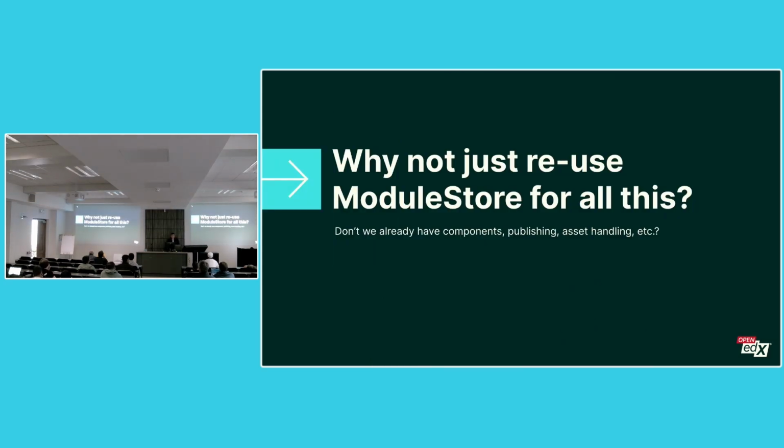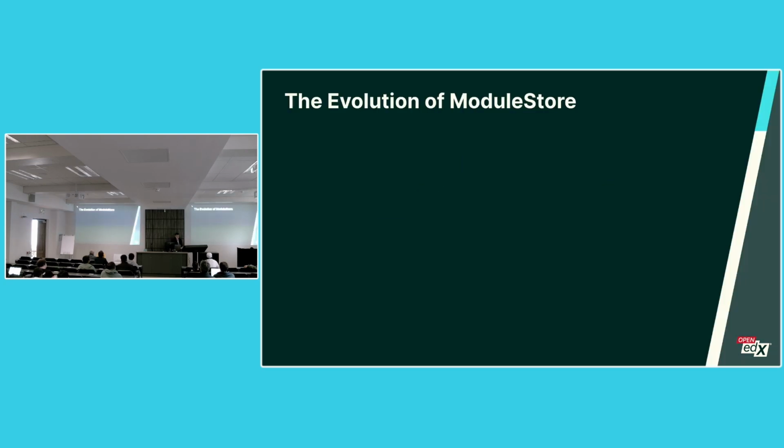Okay, so an obvious question might be, why not just reuse ModuleStore for all this? Because ModuleStore is what powers courses, it's what powers version 1 libraries, and don't we already have all this functionality? So to help explain this, we'll go a little bit into the evolution of ModuleStore. So the first ModuleStore was XML ModuleStore, and that was a quick and dirty hack that read entire courses from the file system into memory every time the LMS started up. And that is what you do when you have a prototype hack.